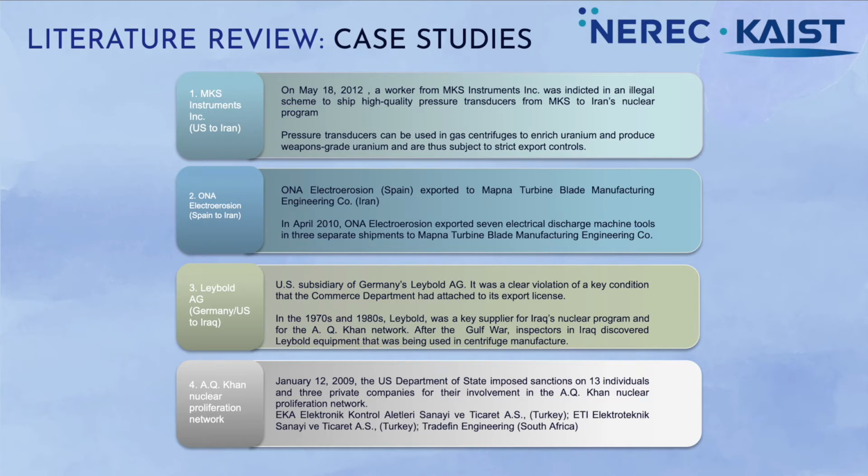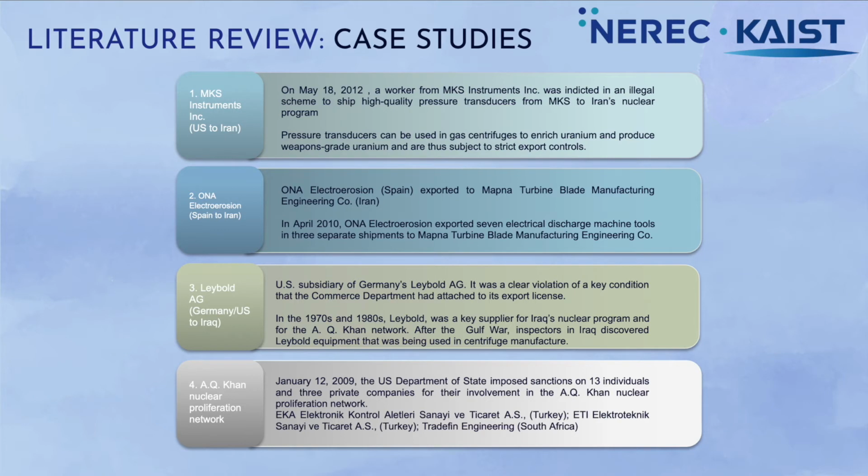The first case is about MKS Instruments from the US to Iran. On May 18, 2012, a worker from MKS Instruments was indicted in an illegal scheme to ship high-quality pressure transducers from MKS to Iran's nuclear program. Pressure transducers can be used in gas centrifuges to enrich uranium and produce weapons-grade uranium, and are thus subject to strict export controls.